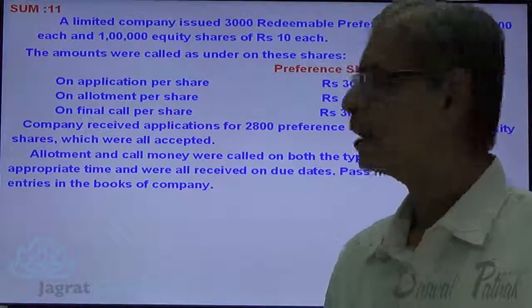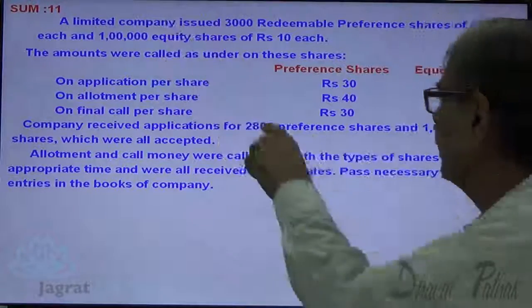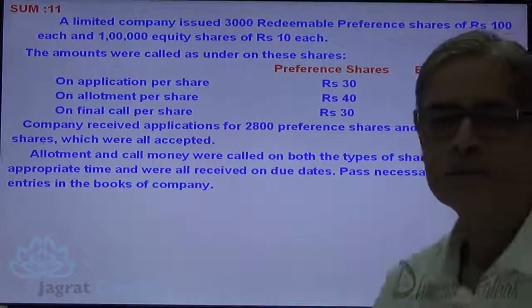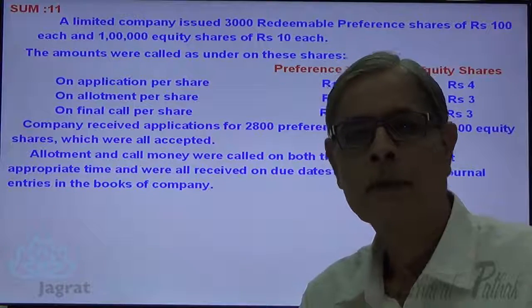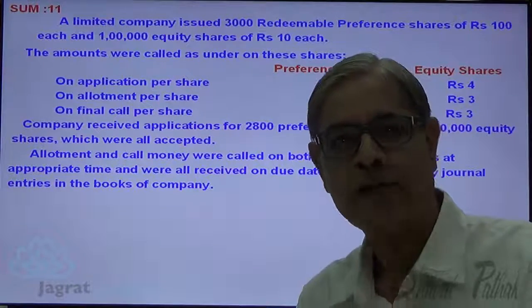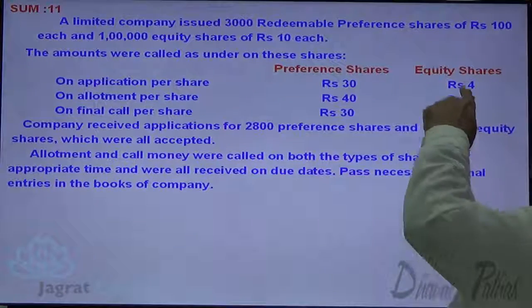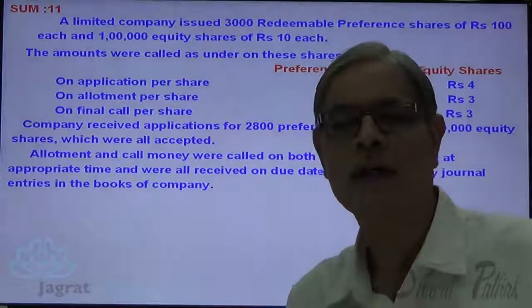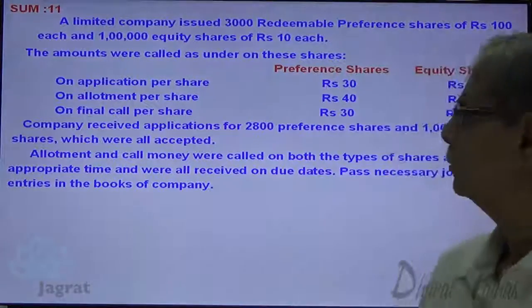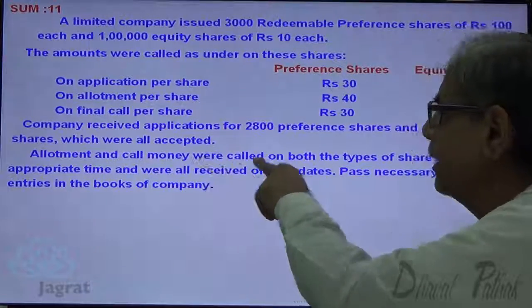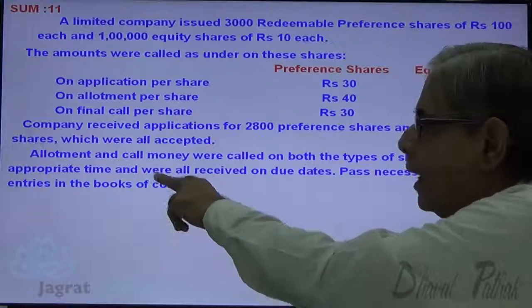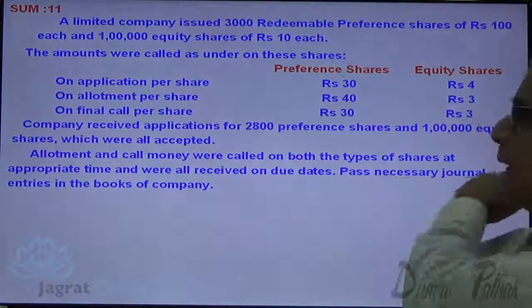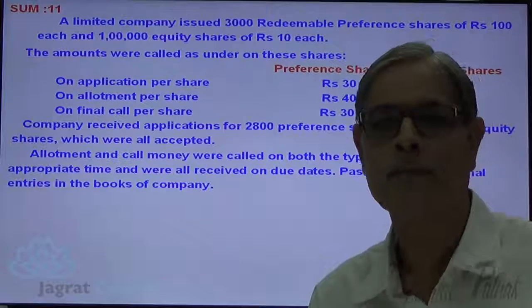So far as equity shares are concerned, we wanted to issue 1 lakh equity shares and the applications received are 1 lakh. So all the applicants will be allotted shares and we shall demand this allotment and final call on 1 lakh shares. Allotment and call money were called on both these types of shares at an appropriate time and were all received on due dates. Pass necessary journal entries in the books of company.